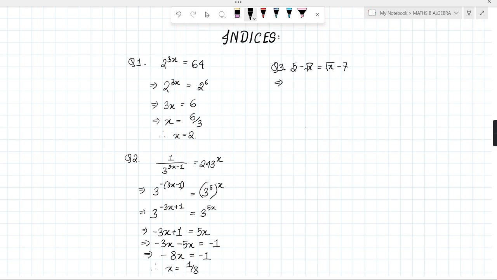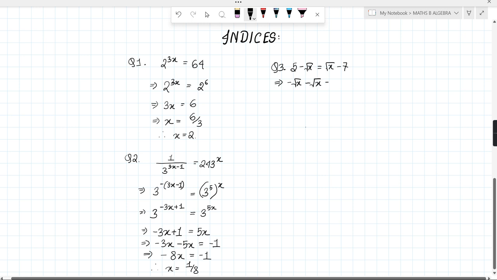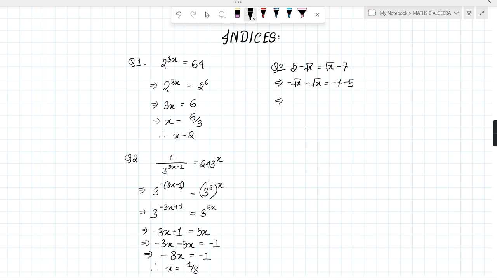So if you just take all the root x together, it will look like root x minus root x equals minus 7 minus 5. So you have 2 root x, right? So you can just write it down as minus 2x power half is equal to minus 7 minus 5, which becomes minus 12. So if you make x power half the subject, it will be minus 12 over minus 2. So x power half becomes positive 6.